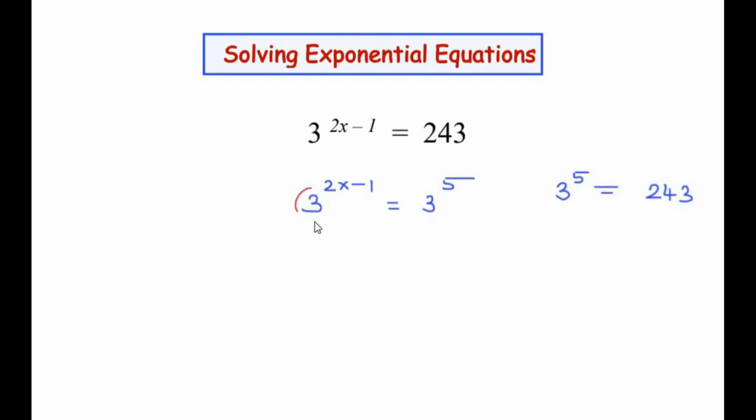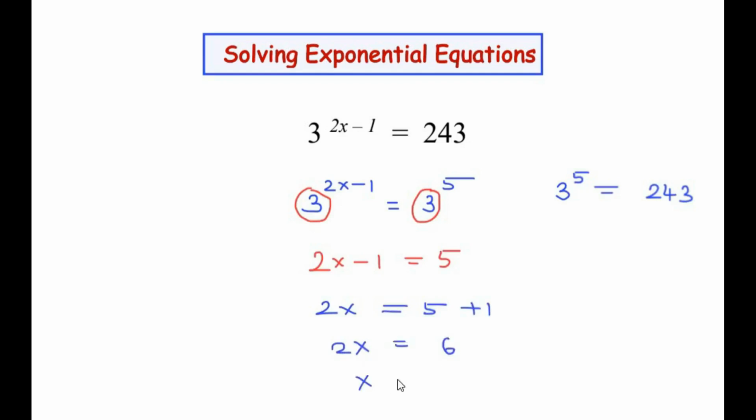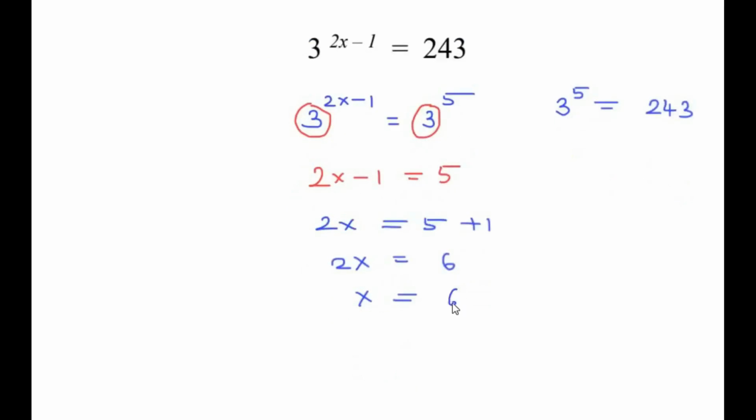Now since we have got the bases the same on both sides of the equal sign, we can easily equate the powers together. So we can write 2x minus 1 from the left hand side is equal to 5. Now taking negative 1 to the right hand side, we get 2x is equal to 5 plus 1, since negative 1 becomes positive 1. So we get 2x is equal to 6, or x is equal to 6 divided by 2, which simplifies to x equal to 3. So this is the value of x in this question.